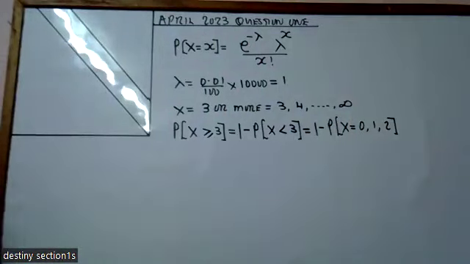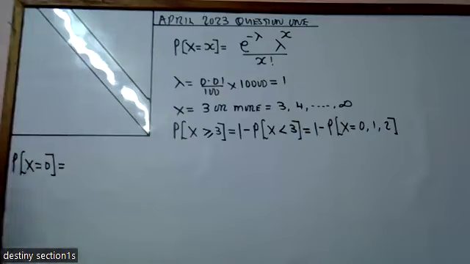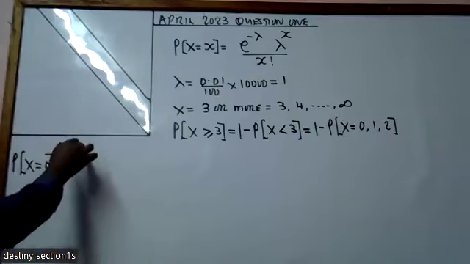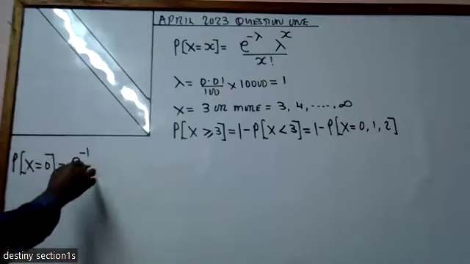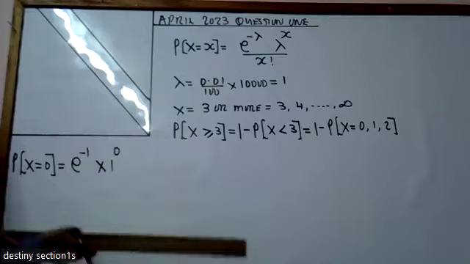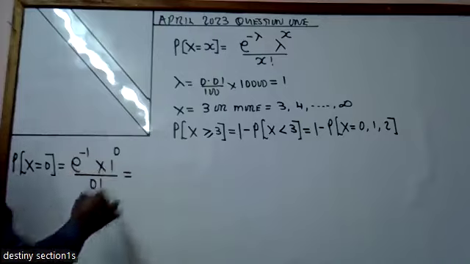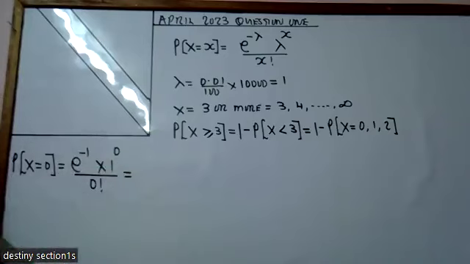So 0, 1 or 2. Let's come here and say probability that X is zero. It is going to be e raised to the power minus one, times one raised to the power zero, you divide by zero factorial. Give me the answer to four decimals. I believe that everyone knows how to go about it.